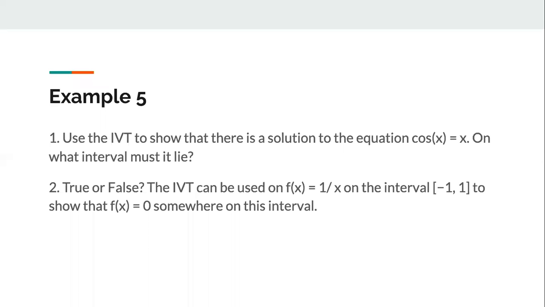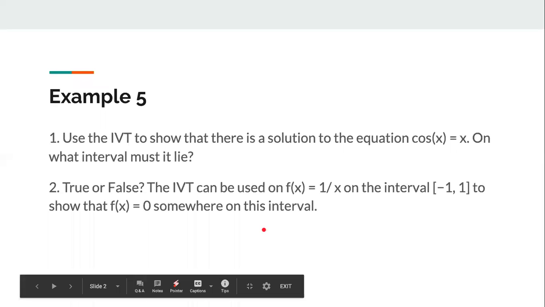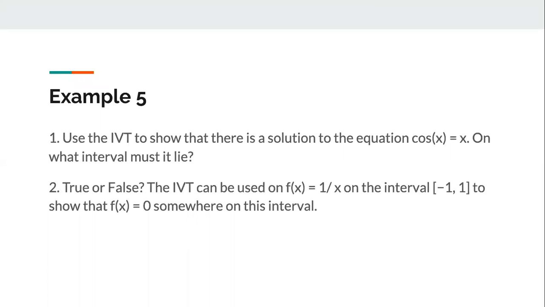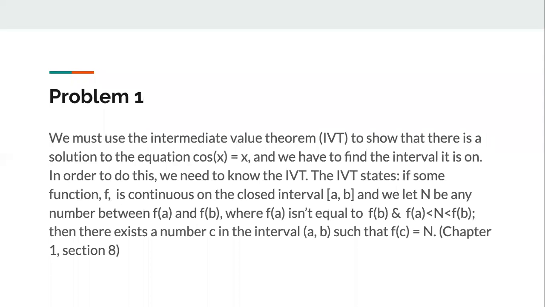So I received example number 5, and the first problem of example number 5 says to use the intermediate value theorem to show that there is a solution to the equation cosine of x equals x, and on what interval must it lie? The second one is true or false: the intermediate value theorem can be used on f of x equals 1 over x on the interval -1 to 1 to show that f of x equals 0 somewhere on this interval. So we're going to focus on problem 1 first.